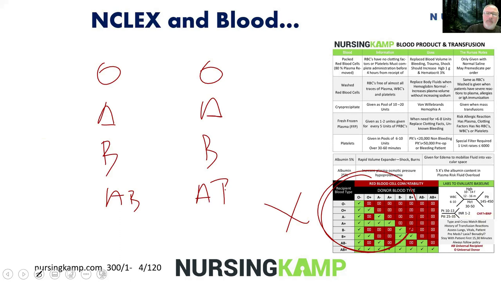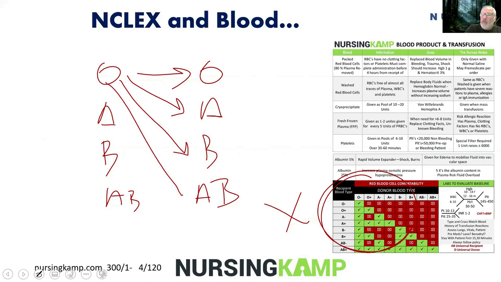So O can receive O, O can give to A, O can give to B, and O can give to AB, right? A can give to A, and A can give to AB. B can give to B, and B can give to AB. And AB can only give to AB. That's it in a nutshell.